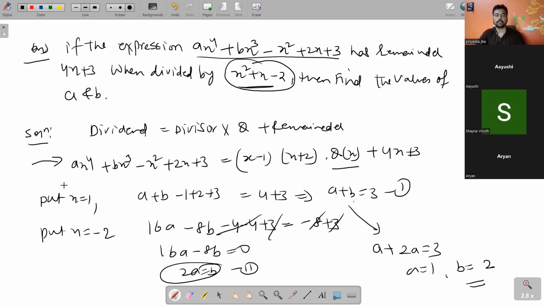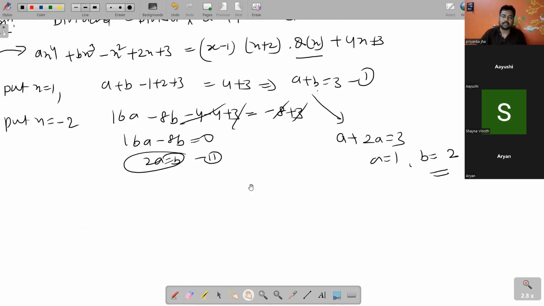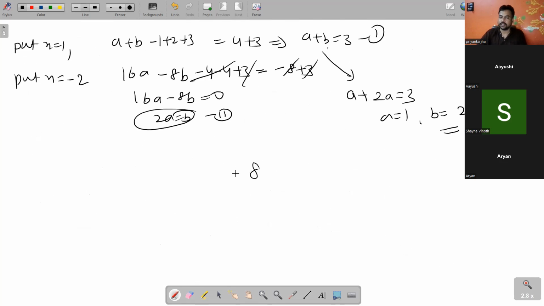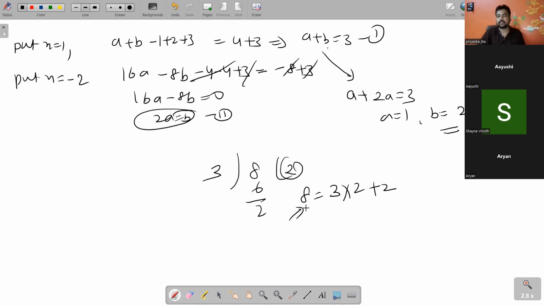See, you have to remember this: any polynomial can be written in this way. Let me give you a very simple example. Suppose I divide 8 by 3. How do you write this 8? Divisor into quotient plus remainder. So the dividend, or polynomial, is always written as divisor into quotient plus remainder.